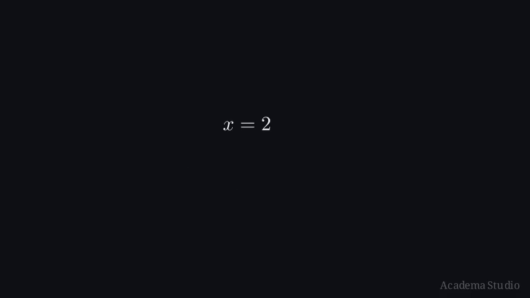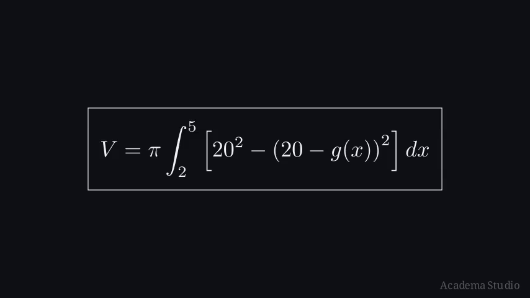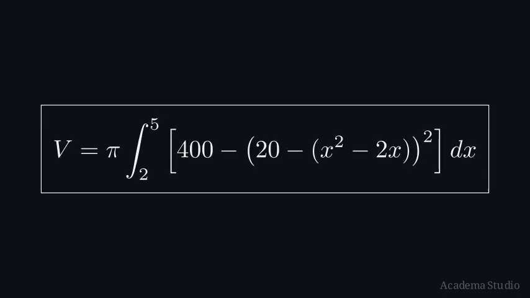X equals 2. X equals 5. Region S extends from x equals 2 to x equals 5. This expression gives the required volume. This equivalent expression is written entirely in terms of x. The final answer, V equals pi the integral from 2 to 5 of 400 minus (20 minus x squared minus 2x) to the power of 2 dx.